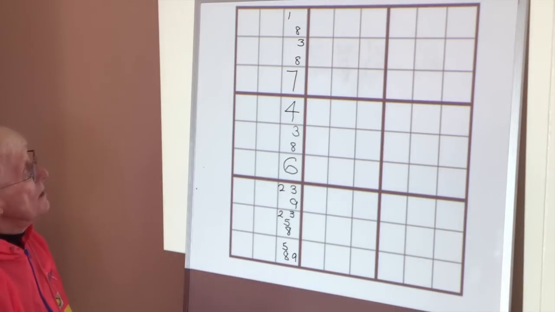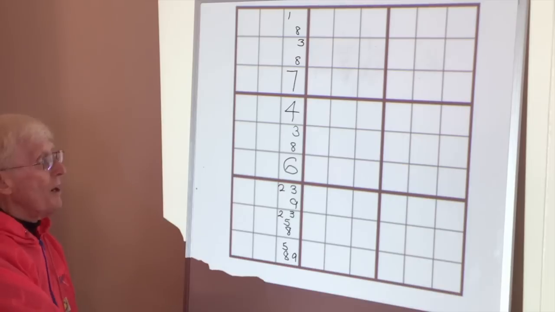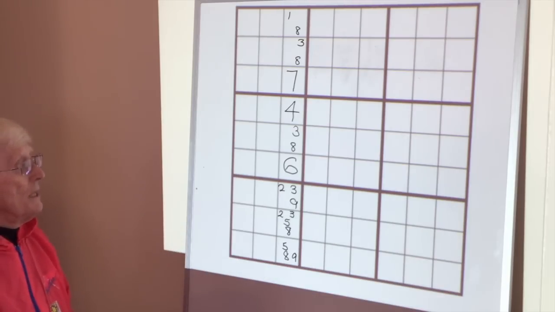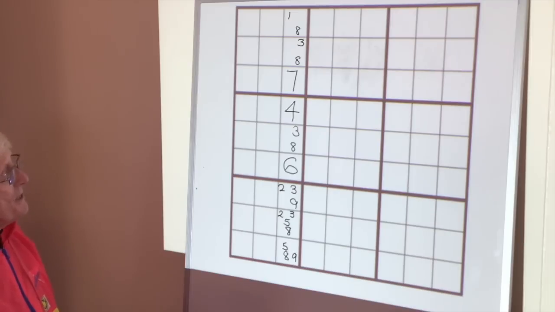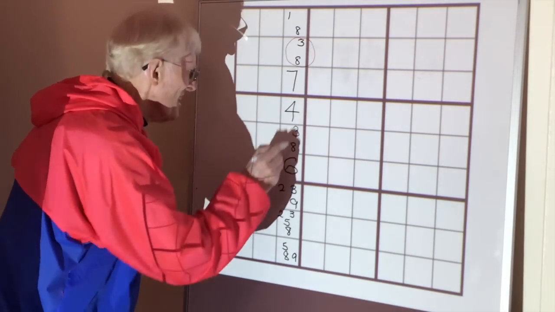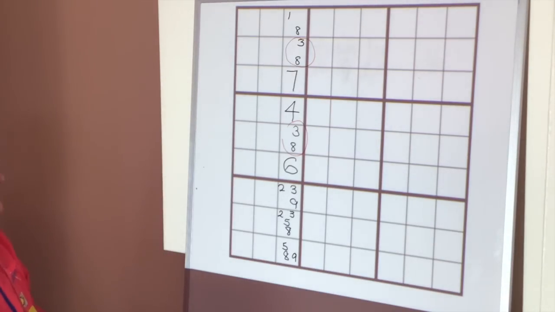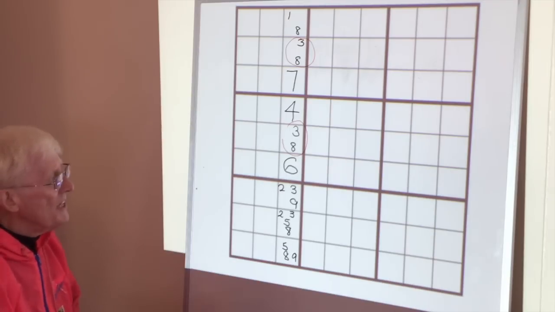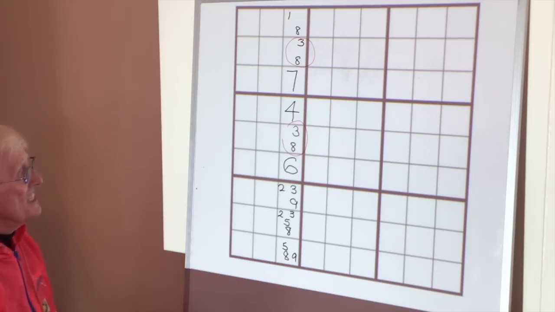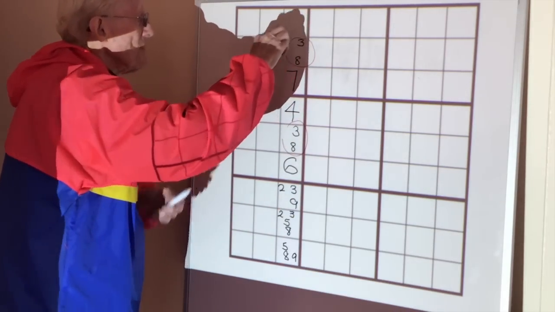Hang tough. Well, here we have a column with a matching pair. Can you spot the matching pair? For those of you who are experienced, you'll probably see it very quickly, but it's a 3, 8, and let me circle them for you. There's your matching pair. No other little numbers can go in there, which means we can get rid of any other 3 or 8 in that column.